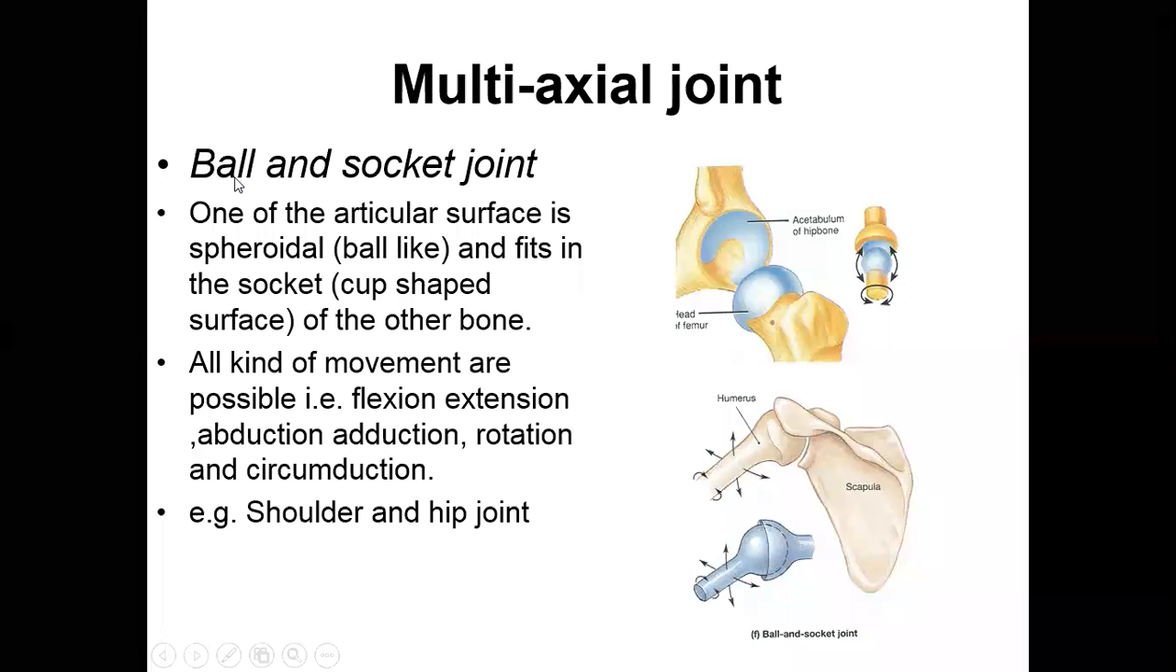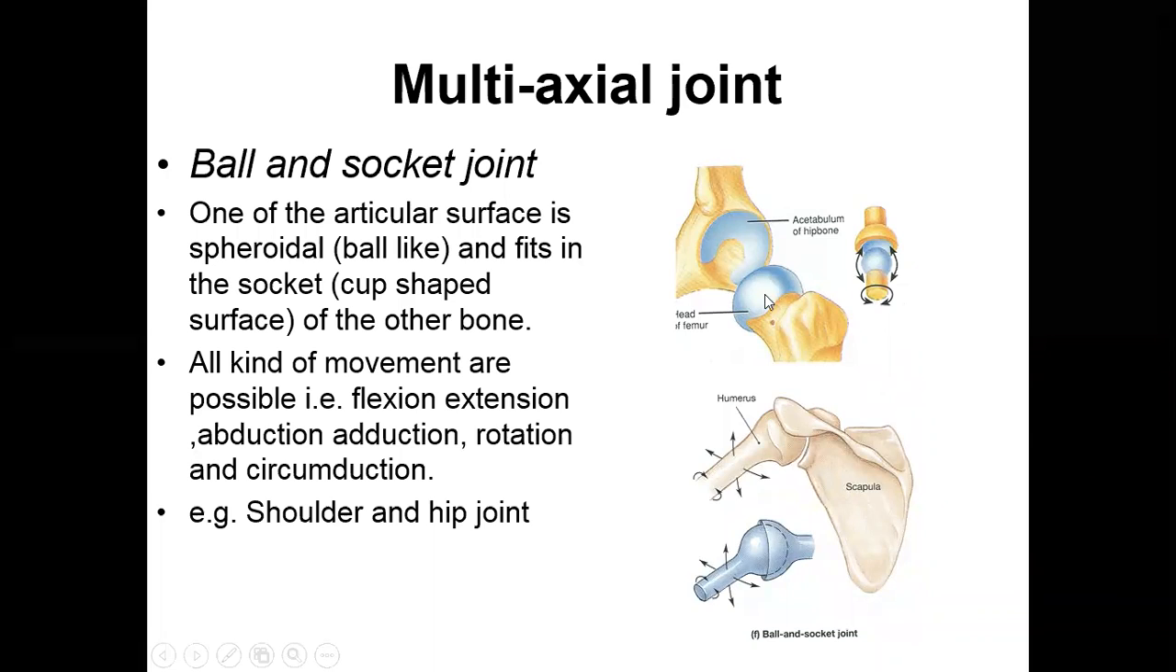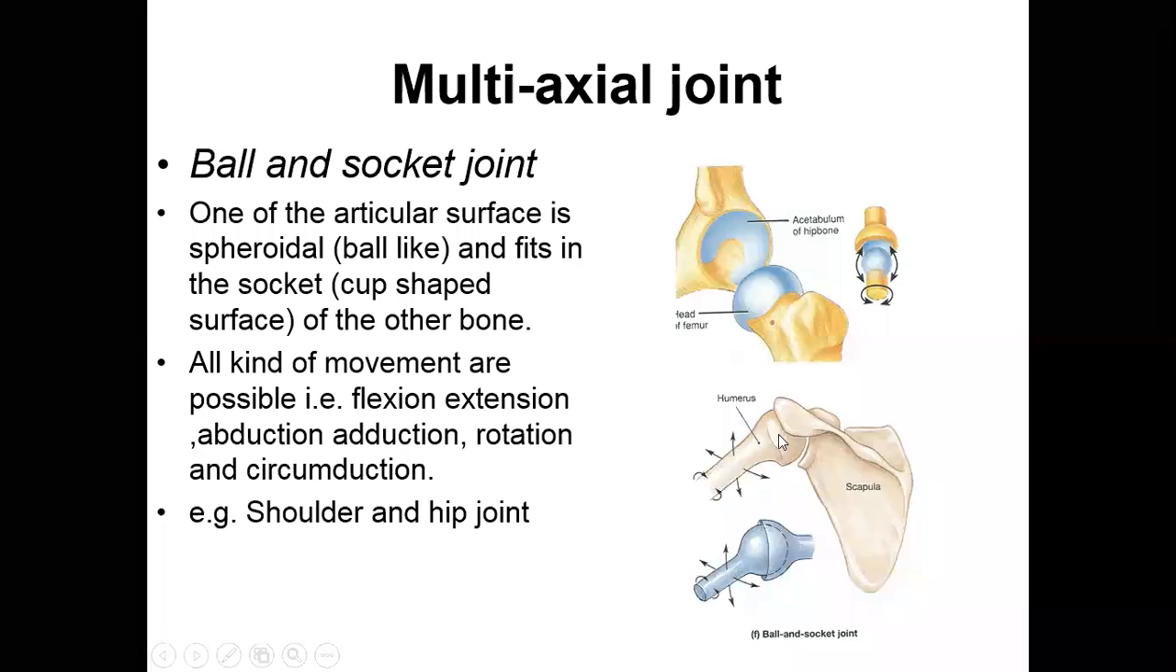Ball and socket, as the name suggests, one surface becomes a ball and the other surface becomes a socket. This is an example here, hip joint and shoulder joint. Hip joint is formed between the femur and the hip bone. Now the head of the femur works like a ball, and the hip bone works like a socket. Similarly here, the humerus and the scapula, they form shoulder joint. The head of the humerus works like a ball, and the cavity which is formed by the scapula, called glenoid cavity, is going to work like a socket.